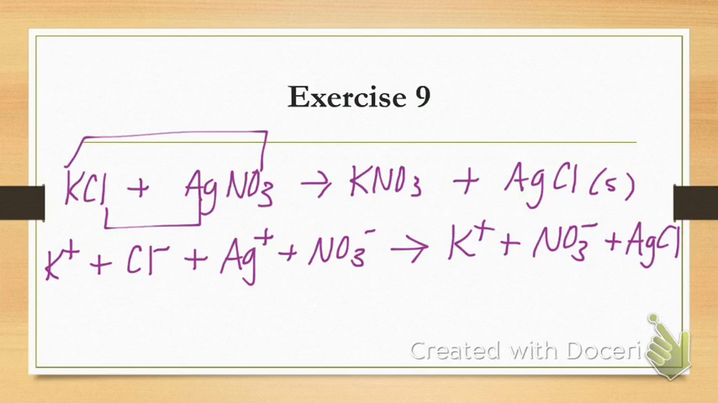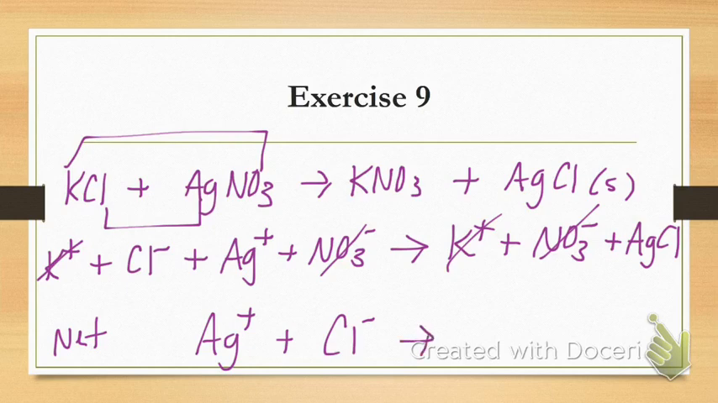Okay, what appears the same on both sides? The K and the NO3, so mark out, mark out, mark out, mark out. So then our net ionic would be Ag plus Cl minus yields AgCl. Pretty good?